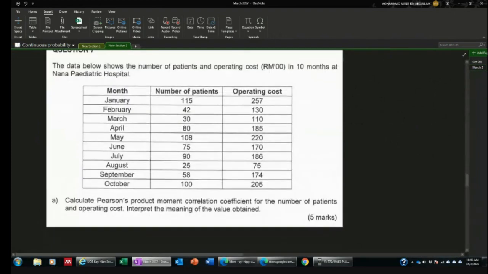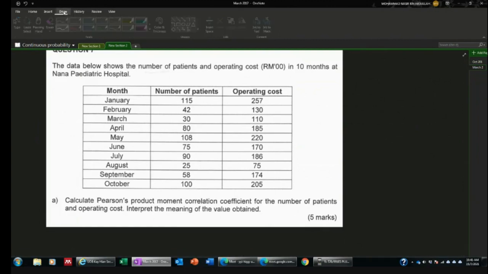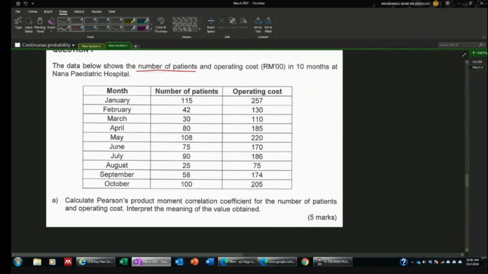Okay, now the data below shows the number of patients and the operating costs in hundreds over 10 months at Nana Pediatric Hospital. We need to determine which one is the independent variable and which one is the dependent variable. Before answering, determine this first. Does the number of patients depend on operating cost, or does operating cost depend on the number of patients? Which one?